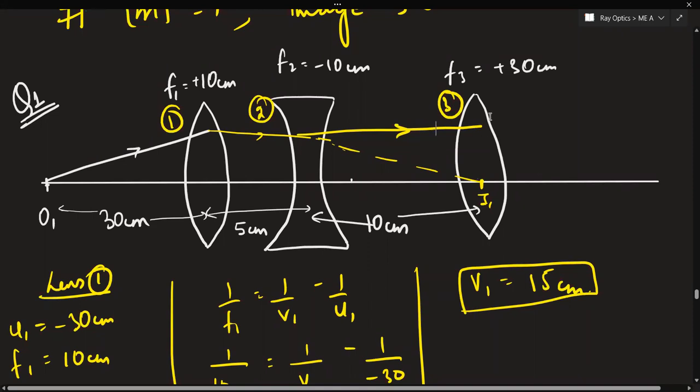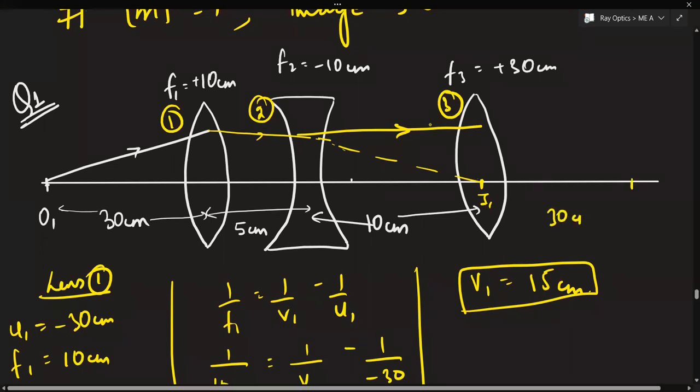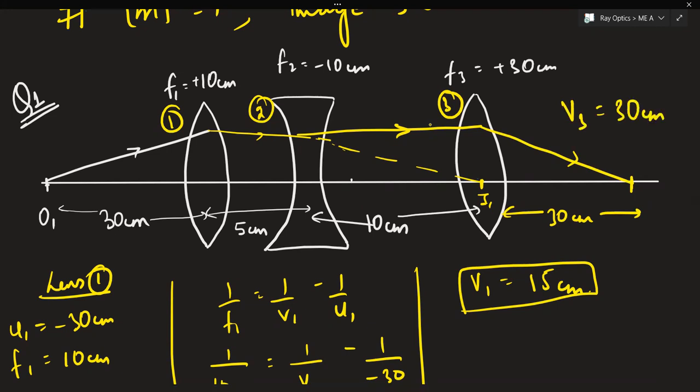But see, where will the final image be if these rays are parallel to the principal axis coming from the second lens? Where will the image form? Rays are parallel to the principal axis. Ma'am, at the focus, right? At the focus. Perfect, Anushka. At the focus. So it means the final image will be formed at a separation of 30 centimeters. It will converge exactly at a separation of 30 centimeters. So v3 will be 30 centimeters.